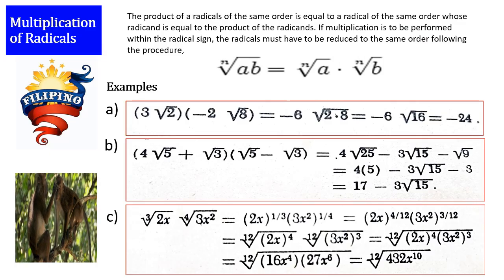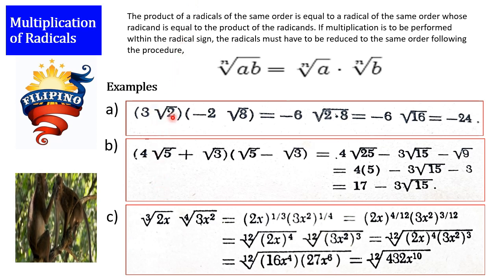Multiplication of radicals. Ang produkto ng mga radicals na parehong order or index ay ang product ng mga radicand na parehong order. Kung ang multiplication ay isasagawa sa radicals, kailangan munang gawing pareho ang order ng radicals sang-ayon sa alituntuning the nth root of A times B is equal to the nth root of A multiplied by the nth root of B.